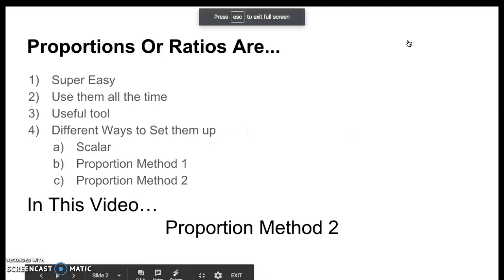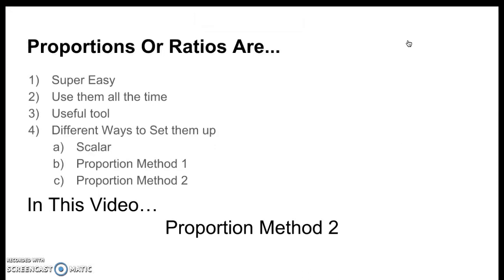Before we get started, I just want to talk briefly about proportions or ratios. They are super easy and we use them all the time. Whether you use them when you are baking and you want to scale up or scale down a recipe, when you're building something and you don't have the right amount of materials as described in the instructions, or you want to make a different size, you use proportions. So they're a super useful tool.